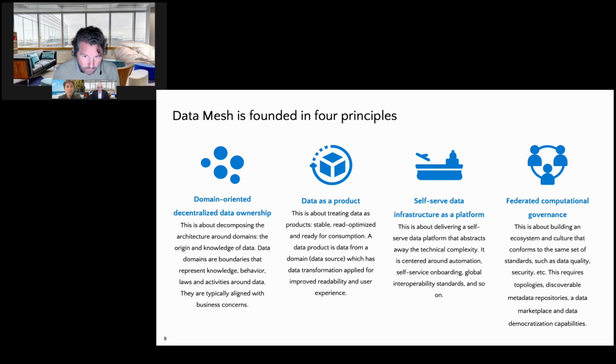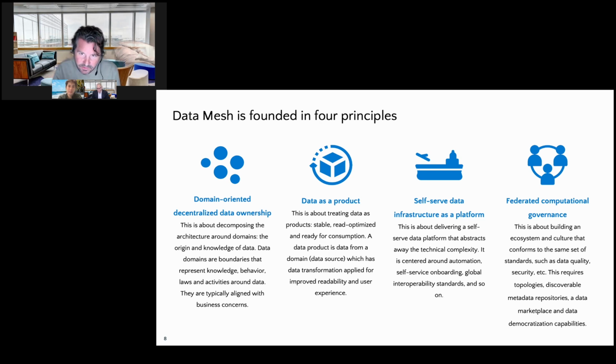Federated, so it's no longer central, so other teams do data governance in a way. So it's the central team that tells other teams how to do data governance really well.